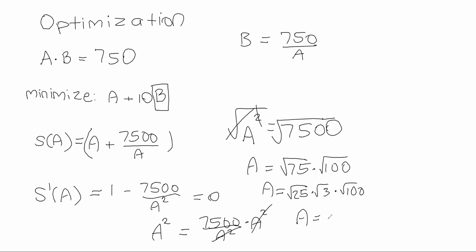So square root of 25 is 5. Square root of 3 is an irrational number, can't really reduce that or break it down anymore. And then the square root of 100 is 10. So our value for a is 50 times square root of 3.